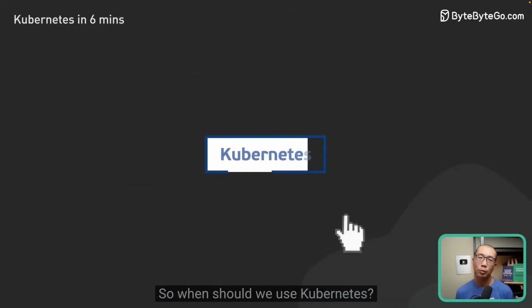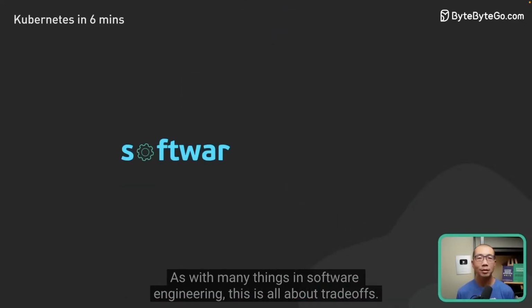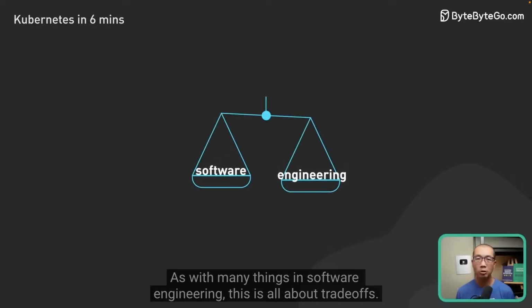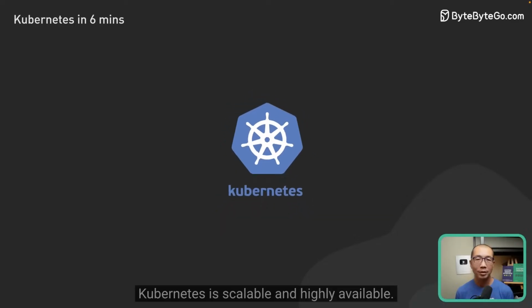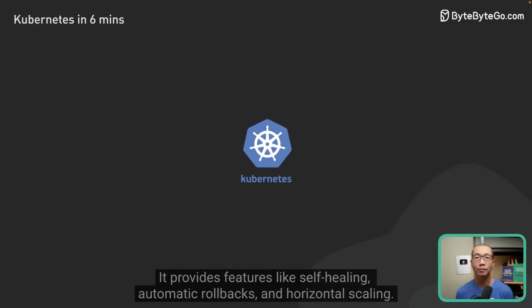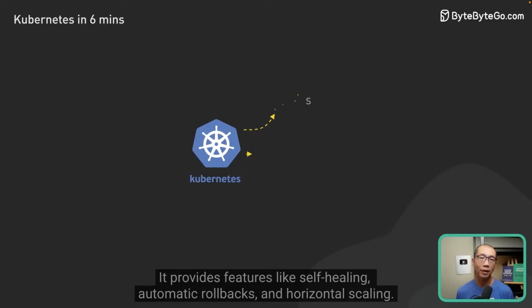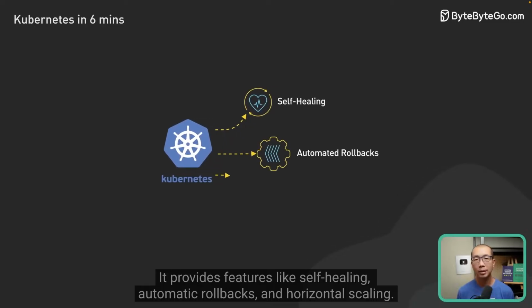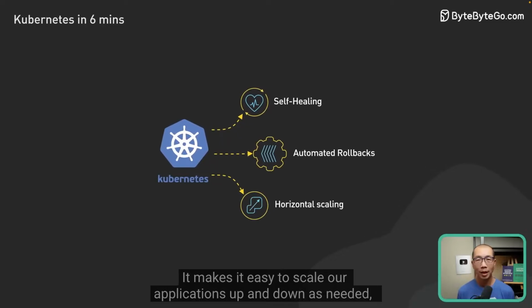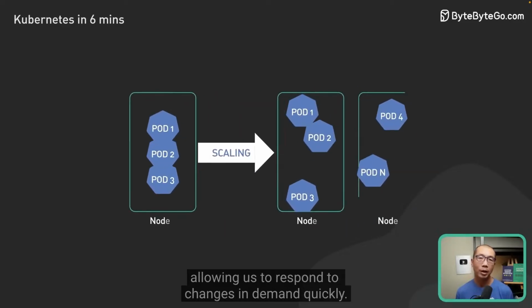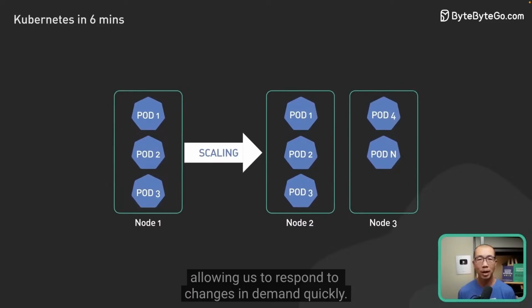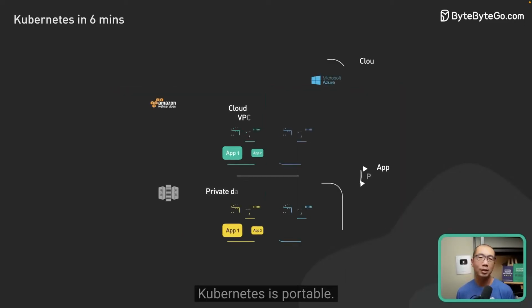So when should we use Kubernetes? As with many things in software engineering, this is all about trade-offs. Let's look at the upsides first. Kubernetes is scalable and highly available. It provides features like self-healing, automatic rollbacks, and horizontal scaling. It makes it easy to scale our application up and down as needed, allowing us to respond to changes in demand quickly.